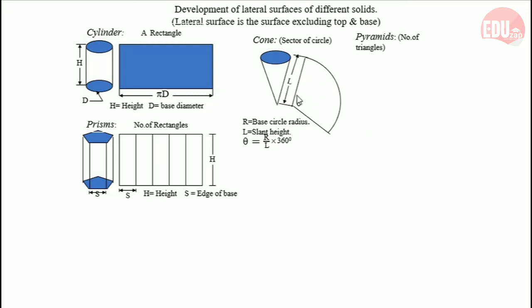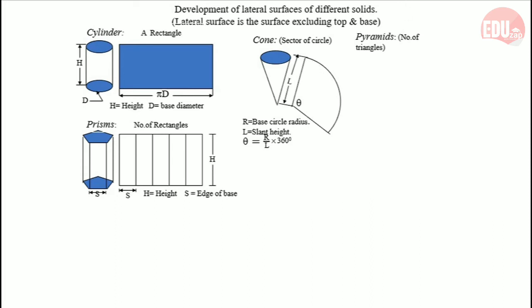So for that we will calculate this angle. Angle is equal to arc by radius. So theta is equal to this arc length, 2 pi r, and the radius is L. So theta is equal to 2 pi r by L. To get it in degrees, we need to give 2 pi for 360. Otherwise, if you use pi equal to 3.14, it will give the angle in radians. So to get it in degrees, you need to give 2 pi for 360. Then theta is equal to 360 into r by L will give you the angle. And by knowing this angle and this slant edge, you can draw the sector.